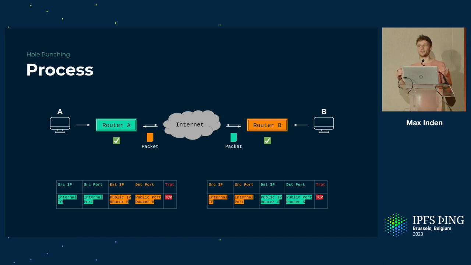And this process is called hole punching, where A punches a hole into its own router so that the packet from B can make it through that hole into node A. Okay, again, very much simplified, right? There's a lot more details to this, but I think this is helpful here.